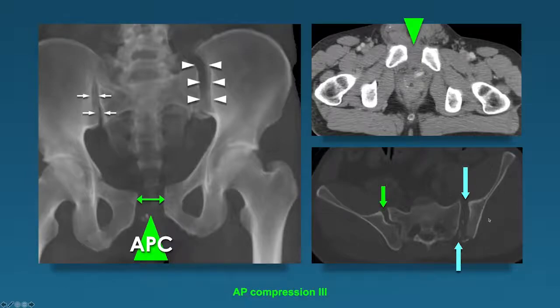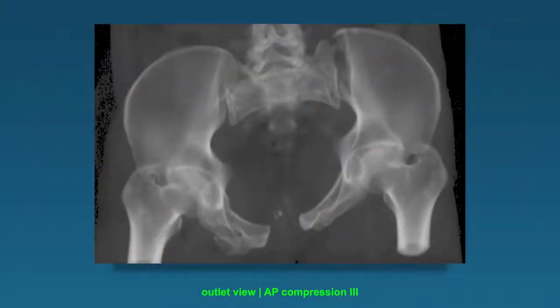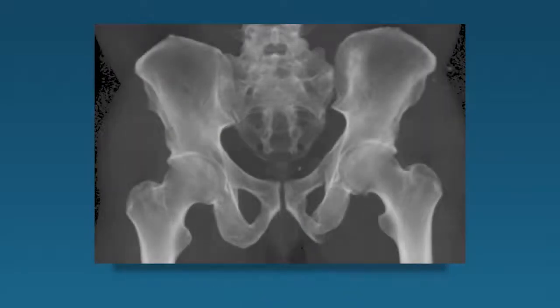We can see it from the outlet view very nicely, widening anteriorly and disruption posteriorly. And on this example as well, off midline, we've gone through the obturator rings in this particular case and separated the entire hemipelvis posteriorly as well. The anterior and posterior SI joint ligaments disrupted.